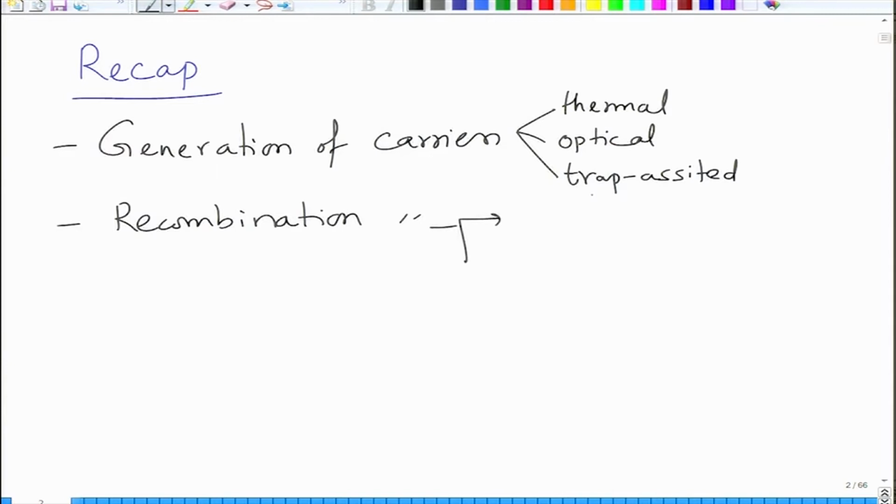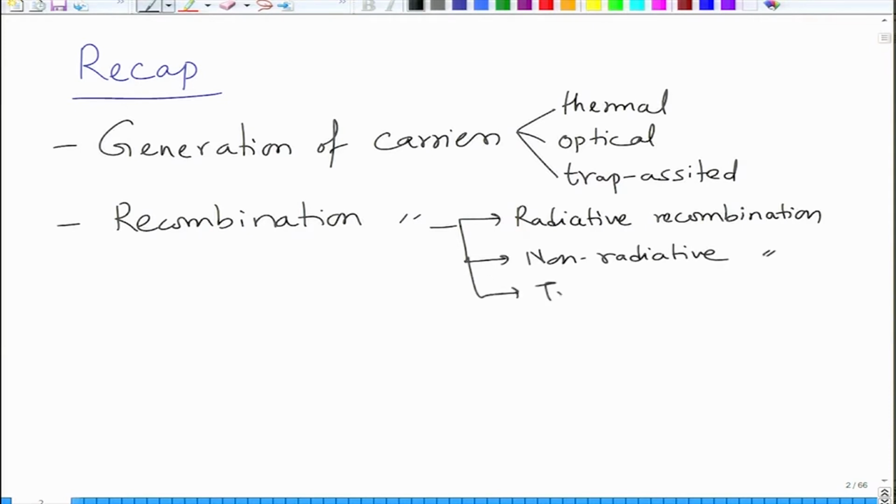And then you can have carrier recombination. It is a dynamic process, so not only do you generate carriers, you also recombine carriers. When carrier density becomes very large, there is a strong push for recombination. So, recombination again could be radiative recombination, you can have non-radiative recombination, and you can have trap assisted recombination. So, these are the methods that we saw.